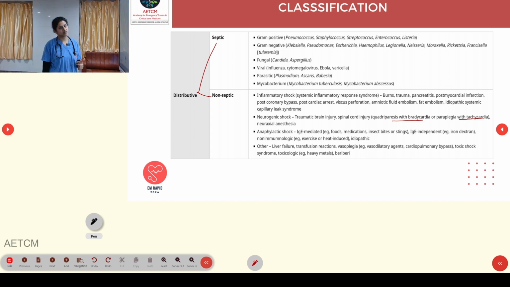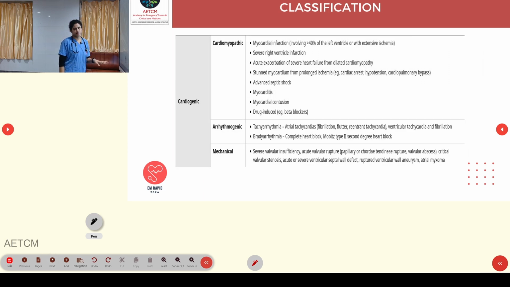Then anaphylactic shock, which is IgE mediated. It will be caused by food, medications, insect bites or stings. Then IgE independent will be iron dextran and non-immunological. Other causes may be liver failure, transfusion reactions and toxic shock syndromes.